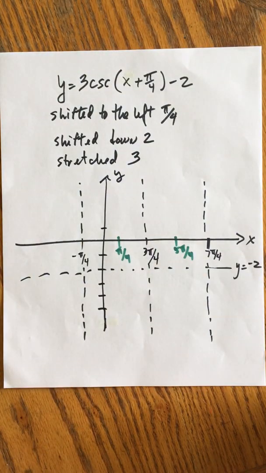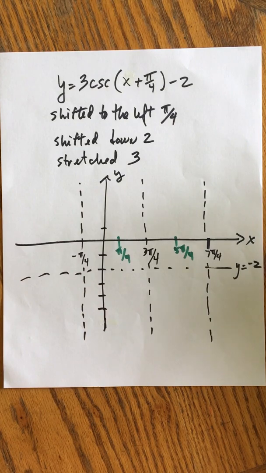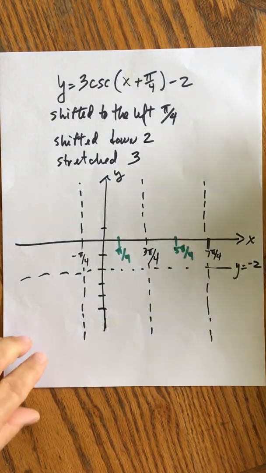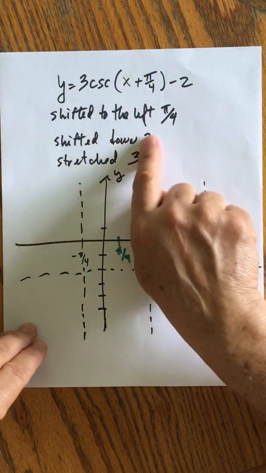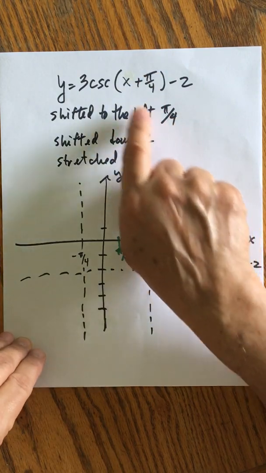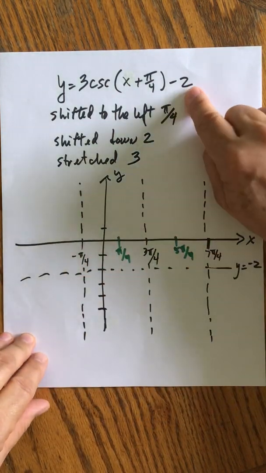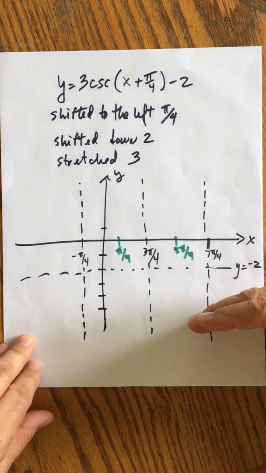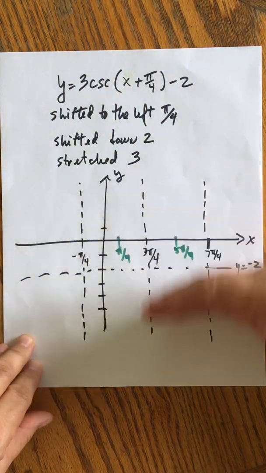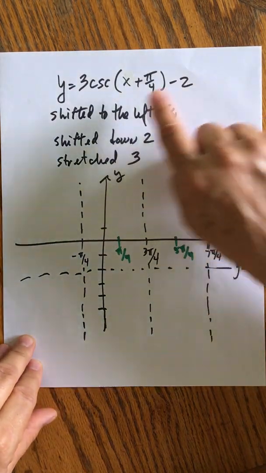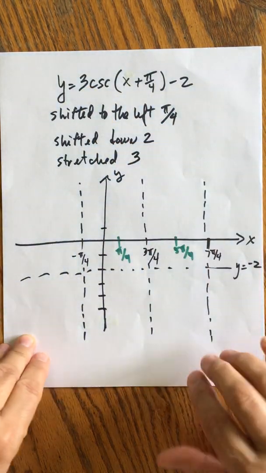If we're looking specifically at y equals 3 cosecant (x plus pi over 4) minus 2, you can see that here's your horizontal shift. It's shifted to the left. There's no change to the period because there's no coefficient in front of x. It's moved vertically down 2. And there's a stretch from the axis of 3.